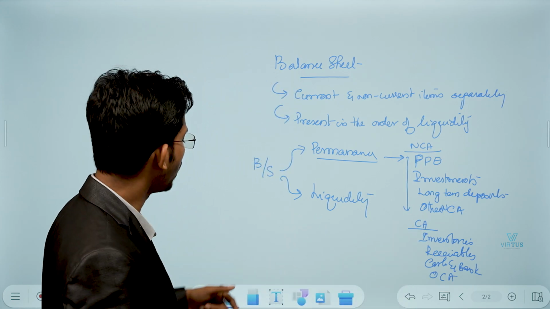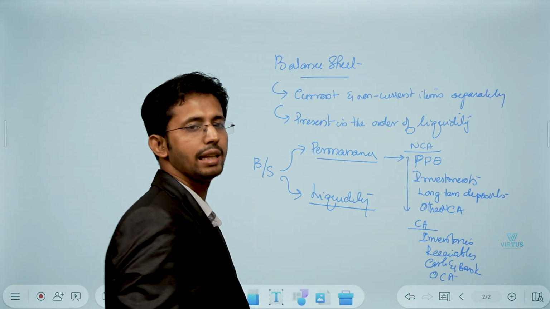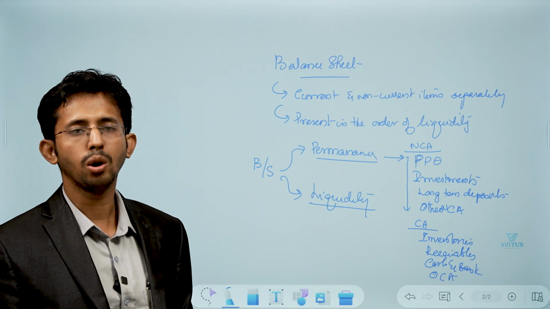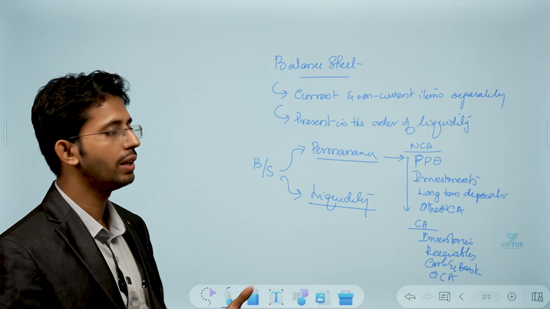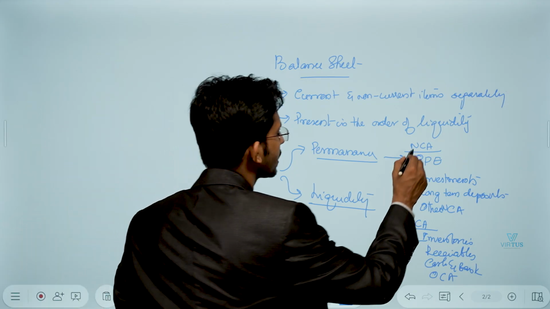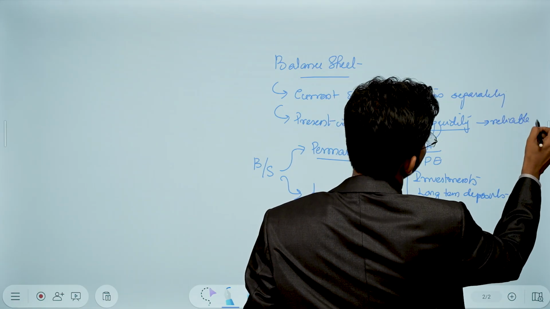Now there is one more order, that is the order of liquidity. You reverse this and then show it, that is the order of liquidity. When can we present this balance sheet in the order of liquidity? Only if such a presentation is more reliable and relevant.